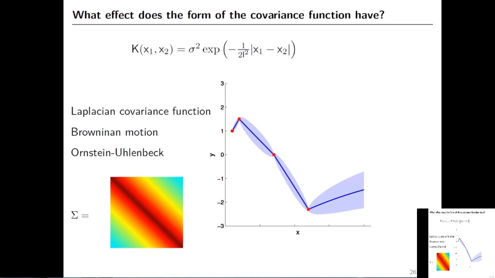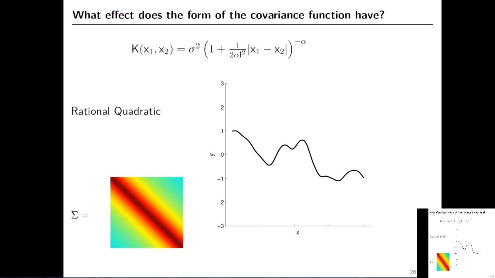Here's a different form. This is called the rational quadratic. It's also a valid covariance function. Gives you positive definite matrices out. And typical samples look like this. They have slightly different properties from the squared exponential, and it has an extra parameter that controls various features of the rational quadratic. And when you average over them, you get predictions like this.